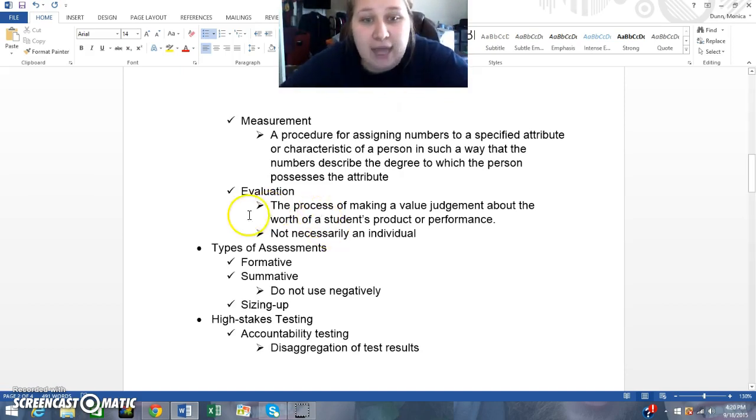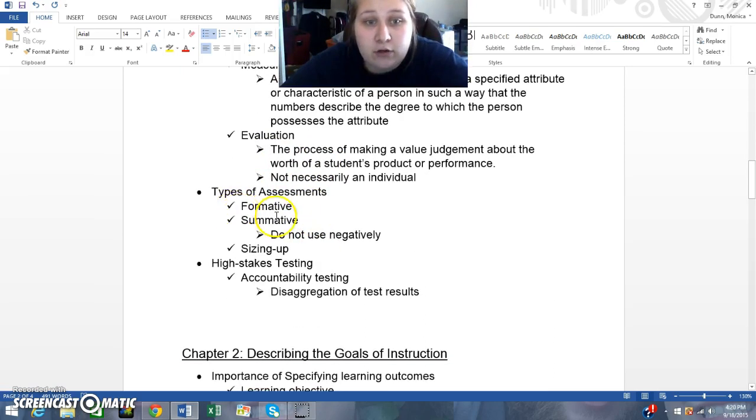Okay, next we have types of assessments. Some of the ones we've learned so far are formative and summative. Formative is ongoing. You're constantly making these assessments. Now summative, those are at the end of the unit, the end of the term, just at the end.